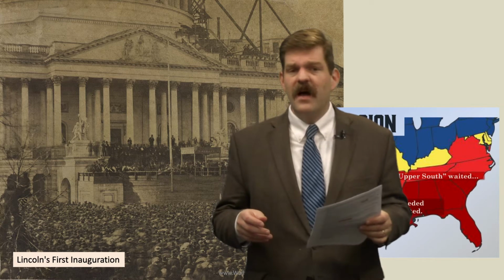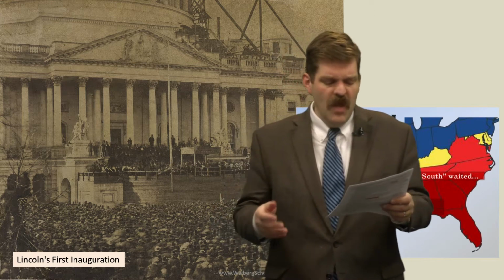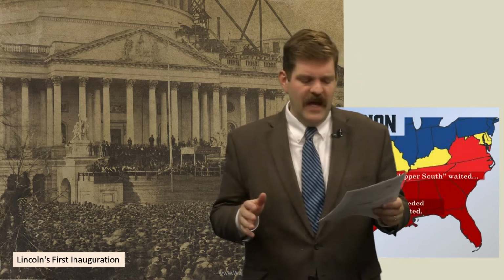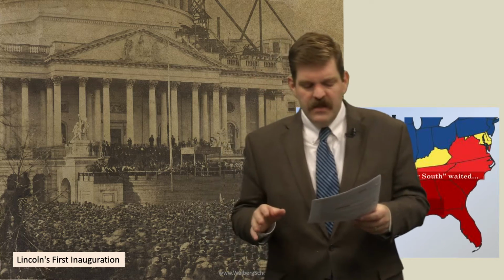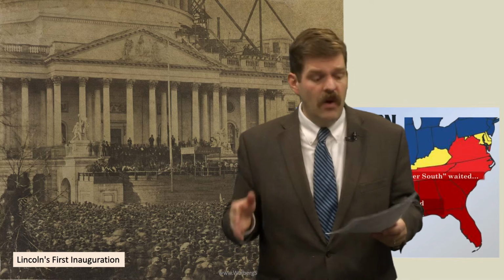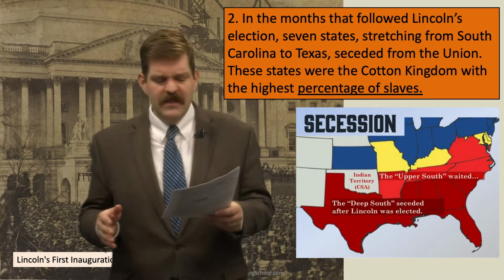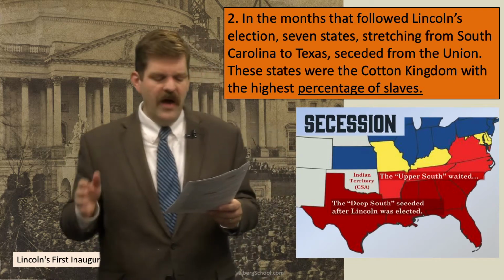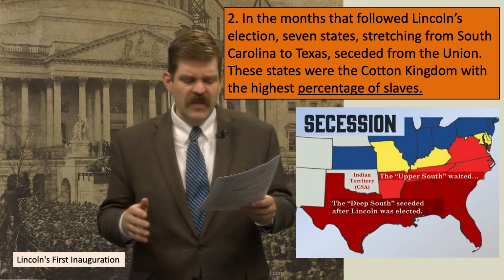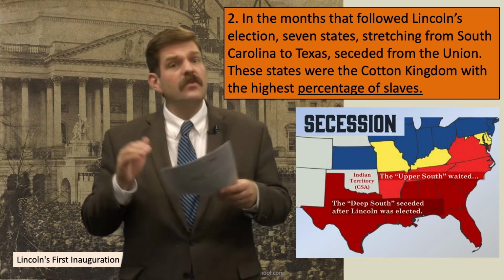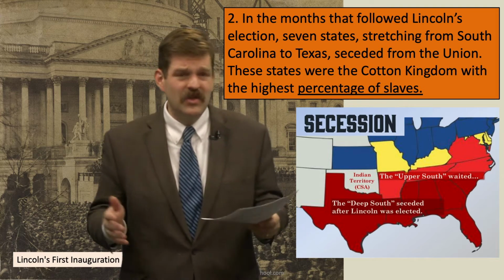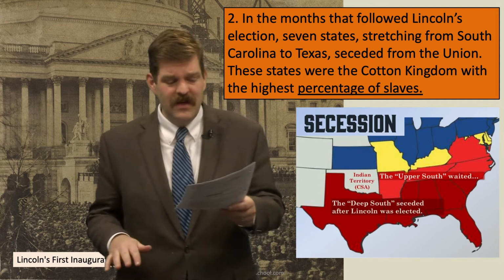Here we begin with the discussion of the secession plot. Rather than accept a permanent minority status in a nation governed by their opponents, the Deep South political leaders decided to boldly strike out and seek their own independence. In the months that followed Lincoln's election, 7 states stretching from South Carolina to Texas all seceded from the Union. These states were the heart of the Cotton Kingdom and had the highest percentage of slaves. The Upper South wouldn't secede, at least right away. They would eventually, but not in the beginning. It was really talking about the Deep South to get there.